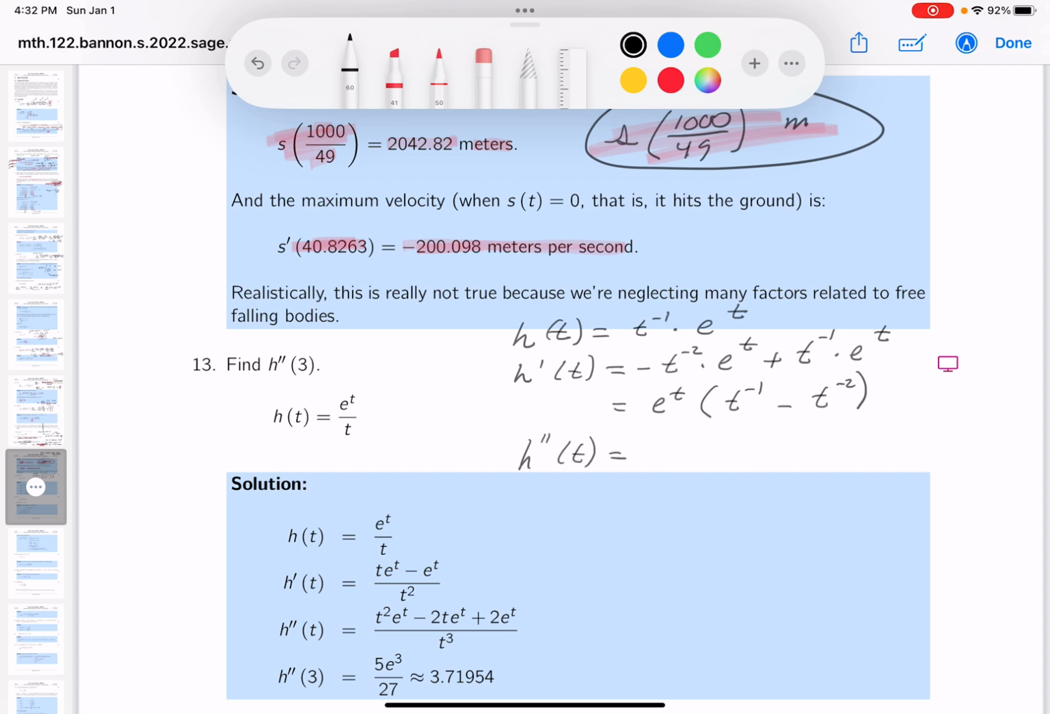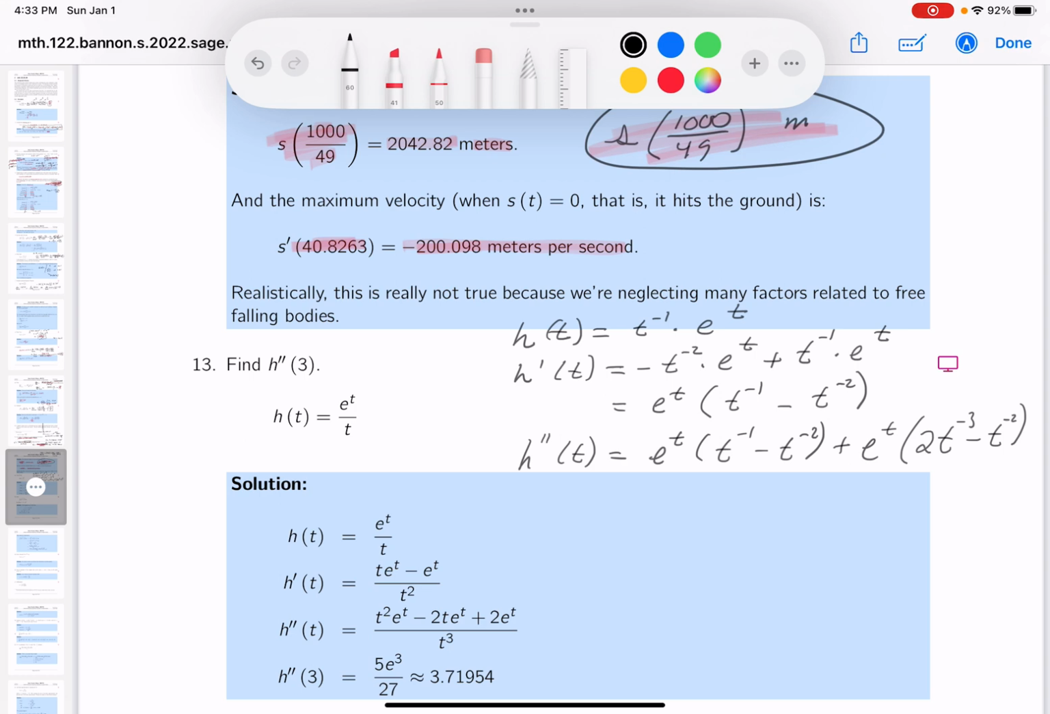So I'm going to say the derivative of the first function times the second, plus the first function times the derivative of the second. And let's put that down. So I'm going to put down e to the t times (t to the minus 1 minus t to the minus 2), plus e to the t times (minus t to the minus 2 plus 2t to the minus 3). All right, I'm going to call it quits there on the derivative.